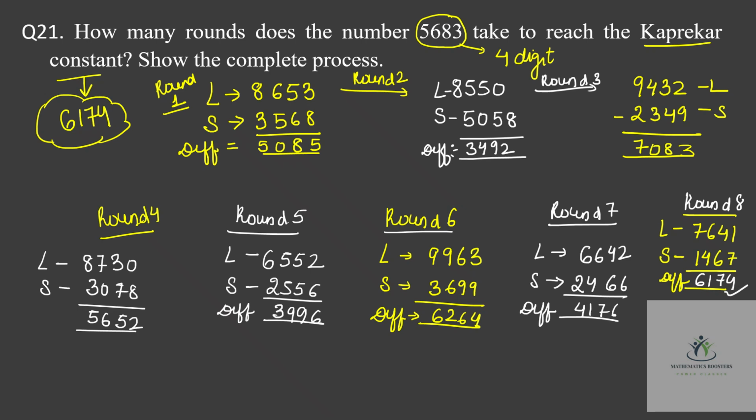6174. Now why is it known as the Kaprekar constant? If you arrange 6174 in the largest and the smallest form, the difference will again be 6174, so it will go on in a loop. Every time you arrange it in largest form and smallest form, the difference will always be 6174. So how many rounds are required? The answer will be 8 rounds.